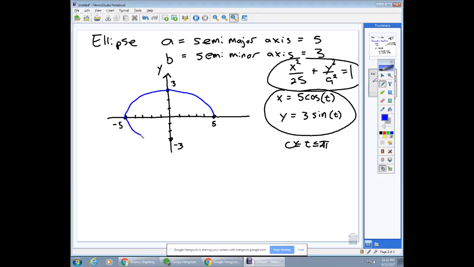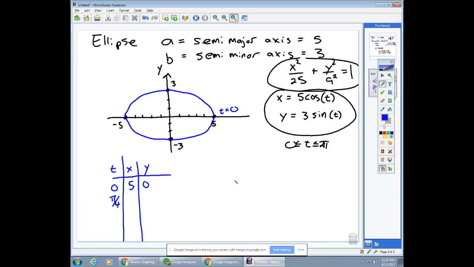When we graph something in parametric, we always want to plot some points so we know the orientation of the graph. So just to double check that here, plot a few values of t, x, and y. If t is 0, cosine is equal to 1. 1 times 5 is 5, sine is 0, so I'm at this point right here when t is 0: 5, 0. And if, say, I let t equal pi over 4, we get square root of 2 over 2 times 5.